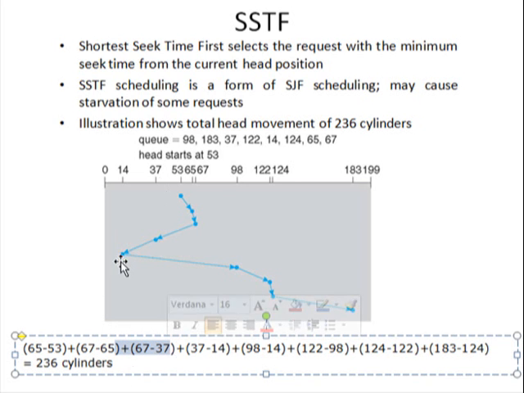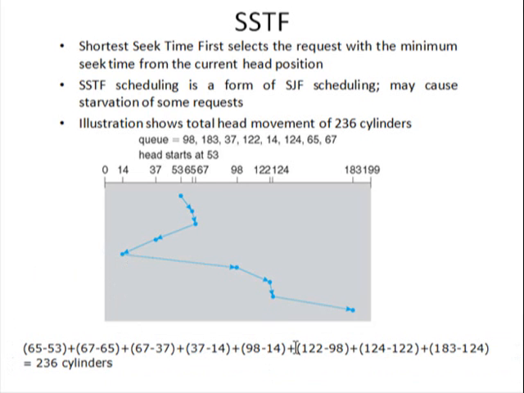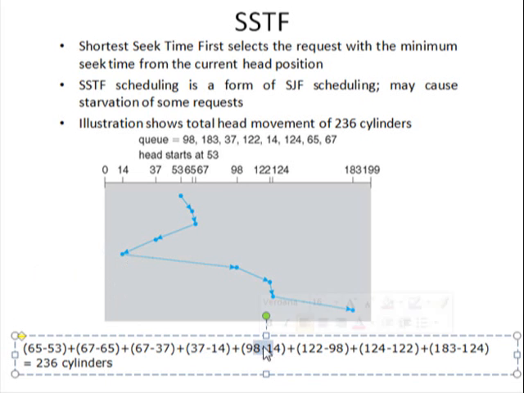Then it will move from 37 to 14. This movement is calculated by subtracting 14 from 37, that is 37 minus 14. Then from 14, the head movement will be to 98, so the calculation will be 98 minus 14. Next, it will move to 122, so the calculation is 122 minus 98. Then the head will move to 124, so the calculation is 124 minus 122. And lastly, it will move from 124 to 183, so the head movement here will be 183 minus 124.